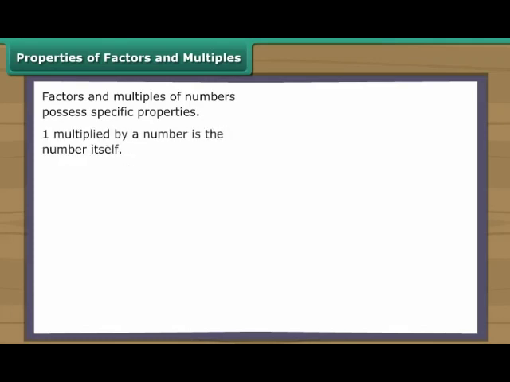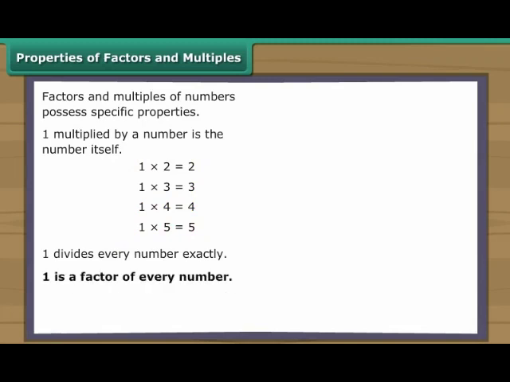Properties of factors and multiples. Factors and multiples are numbers that possess specific properties. 1 multiplied by a number is the number itself. 1 into 2 is equal to 2. 1 into 3 is equal to 3. 1 into 4 is equal to 4. 1 into 5 is equal to 5. 1 divides every number exactly. Therefore, 1 is a factor of every number.